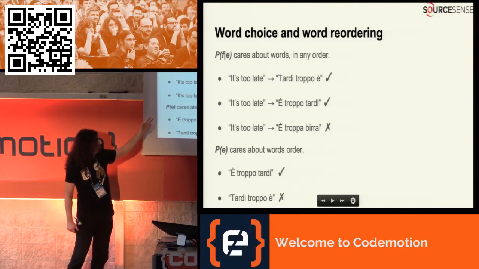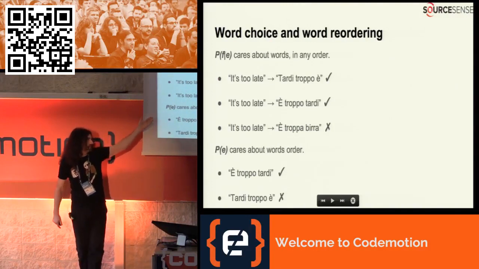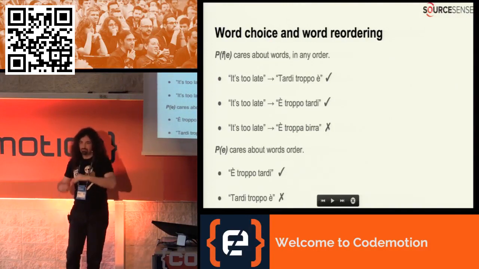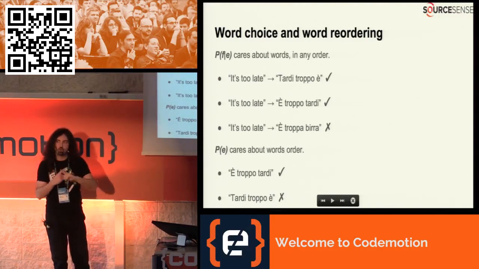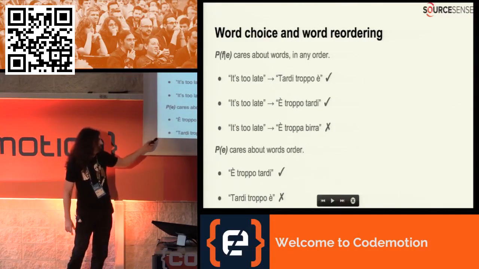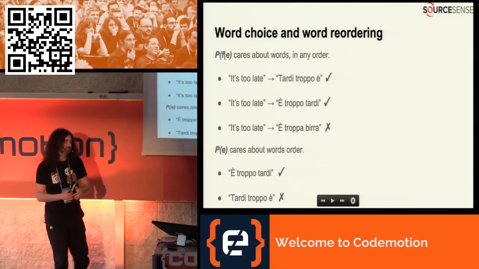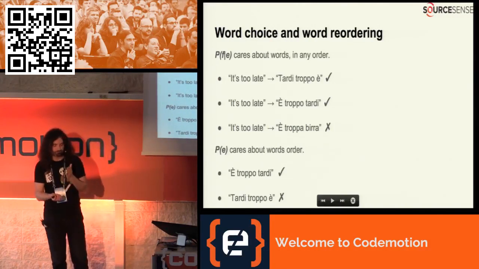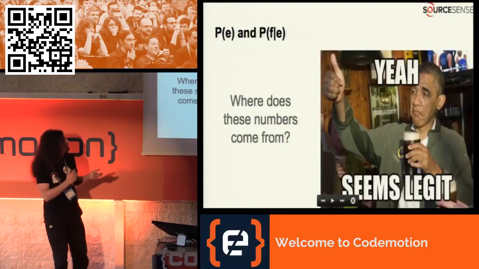But then, it's too late can also be wrongly translated like è troppa birra, it's too much beer. The words are wrong. So this model discriminates the word choice. Then we got this P(e) that cares about word order. So troppo tardi è or è troppo tardi is the right one for the model, because this model validates, the language model, if our sentence is likely to appear in our language.